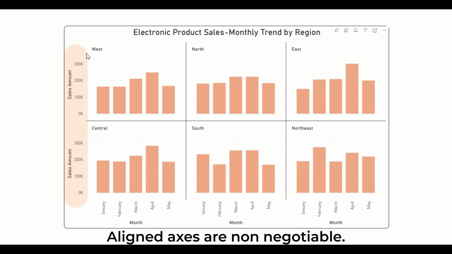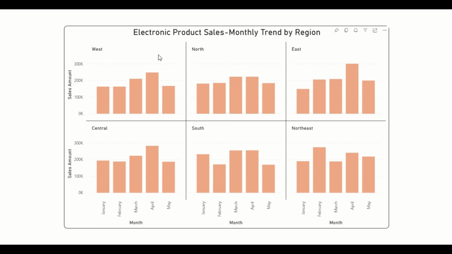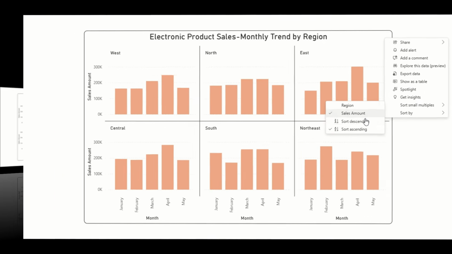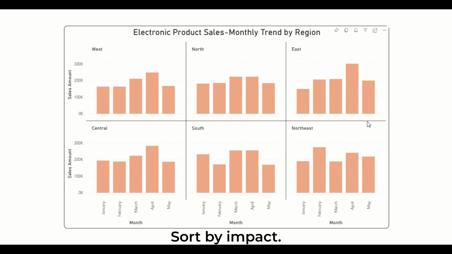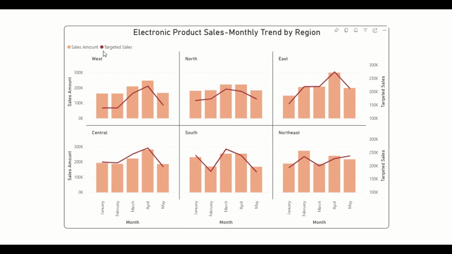The most important rule: keep the axis consistent. Auto-scaling breaks comparison. Small multiples are not meant for dozens of categories. Limit them to what a user can scan comfortably. Order matters. Sorting by impact helps users see patterns faster. Add just enough context, a target line or benchmark, without turning each multiple into a mini dashboard.